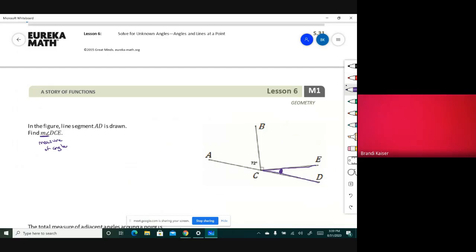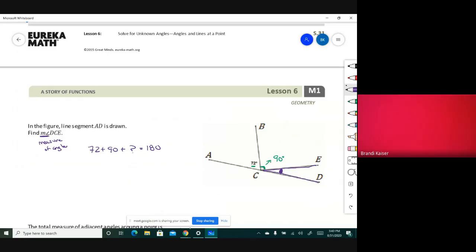The two other pieces of information they give me: they give me that ACB is 72, and they give me this little square right here. Ideally from the past, you would have to remember that little square means 90 degrees. So if I have two angles and I just need the third one, and I know they're supposed to add up to 180, I can write myself a little equation. 72 plus 90 plus my missing angle equals 180. And from there I'd be able to solve for my missing angle DCE.